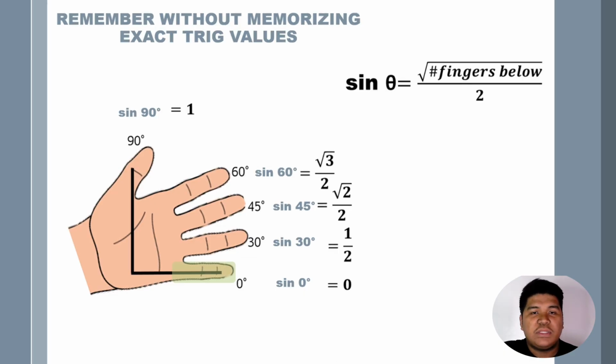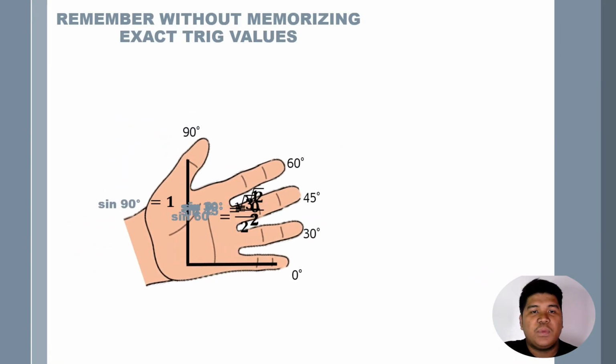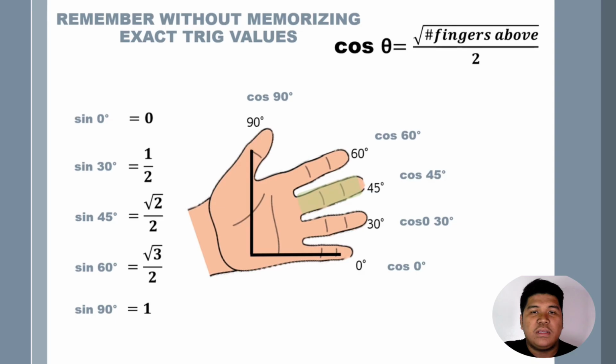Now let's talk about cosine of special angles. Here is the formula. The cosine of the angle is equal to the square root of the number of fingers above over 2. For example, cosine 45: count the number of fingers above, which is 2. So cosine 45 is equal to square root of 2 over 2. For cosine 60, there is one finger above, so cosine 60 is equal to square root of 1 over 2, or simply 1 half.